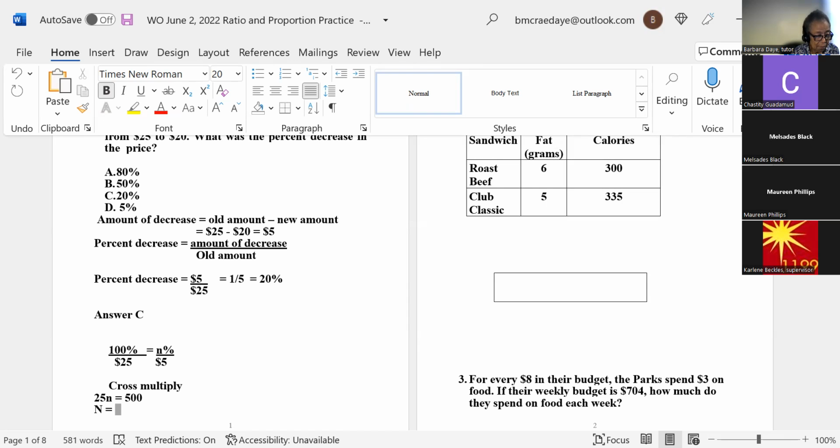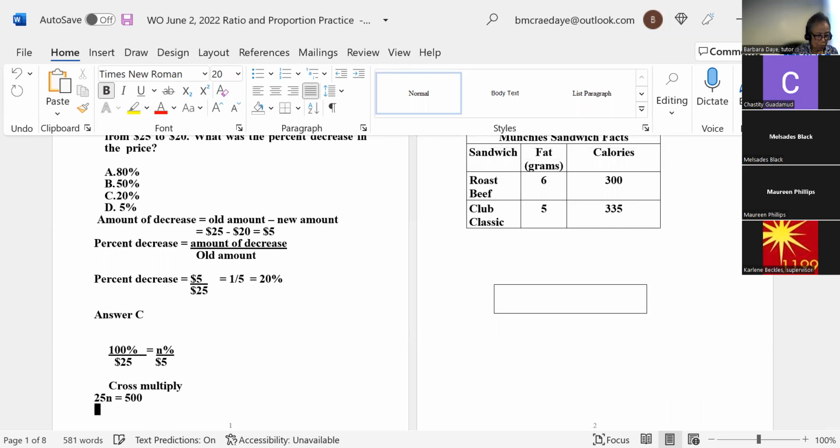The N equals the 25. No, how do you solve for N? This is a little n, okay? How do you solve for the N? What do you do to both sides? Multiply both sides. No, you're multiplying here. You do the opposite. What's the opposite of multiplication? So you divide 500 by 25. Yeah, divide both sides by 25.